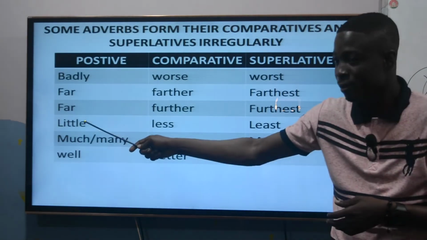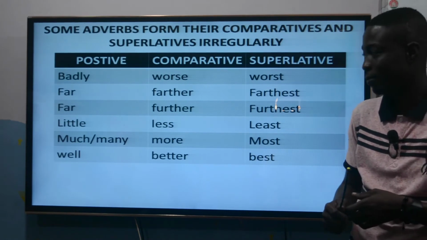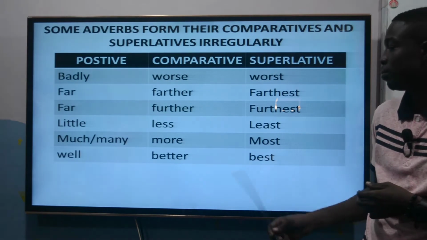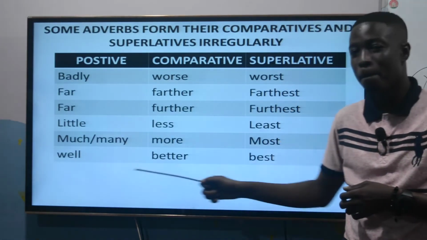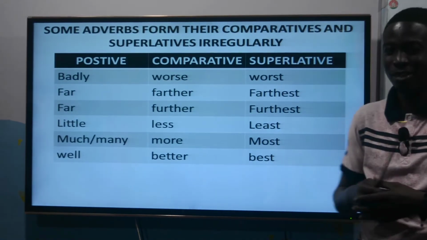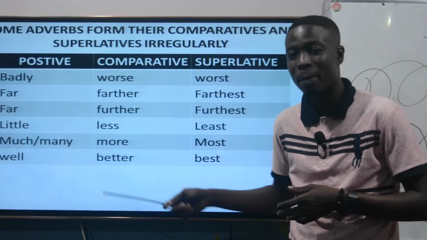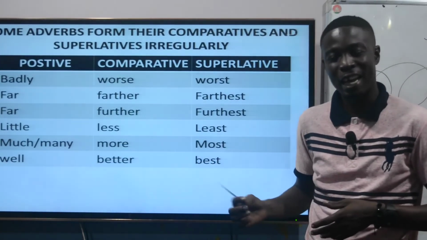And then little, less, least. Much or many, more, most. Well, better, best. I believe you remember this in adjectives. Good, better, best. And here we have well, better, and then best.